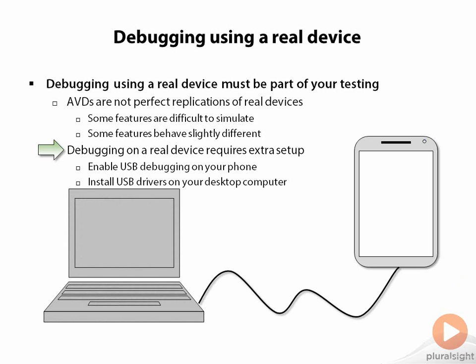Now, for this to work, from a security standpoint, the phone has to have USB debugging enabled. Phones by default do not allow USB debugging, right? Because it would be very easy for someone to take over the phone if you didn't enable it, just because you've connected it. Also, your desktop or laptop is going to need the appropriate USB drivers in order for this to work. So it's not a difficult setup, but there are some things we have to do.